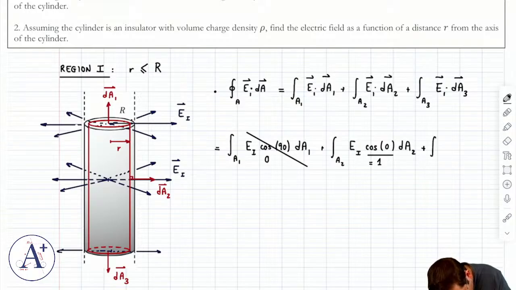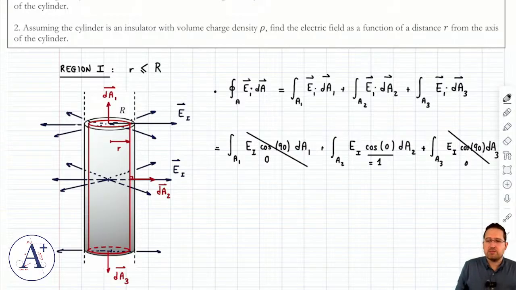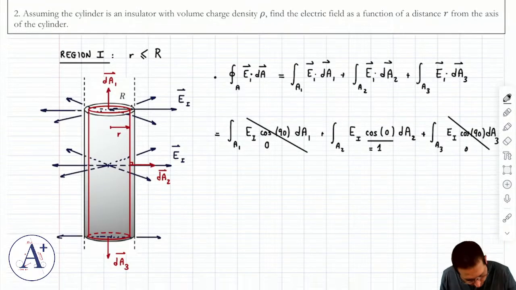And then for A3, well, it's the same thing as A1. So I'm going to get E1 cosine of 90 dA3. That's going to be 0. So no flux through the top or bottom, only flux through the cylinder wall.